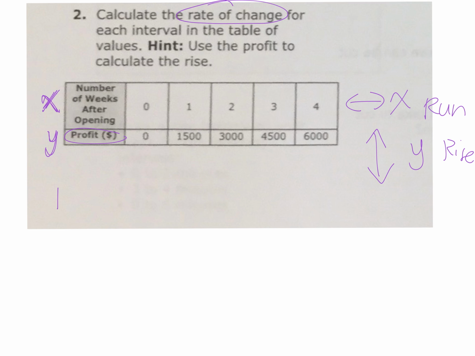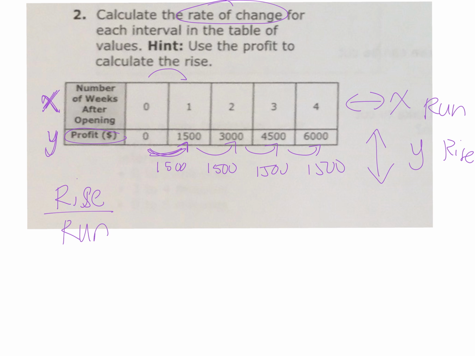So we need to figure out what is the rise over the run. Okay, so we need to calculate the difference. What does profit rise by? 1,500. Does it rise by 1,500 again? Yes. And again? Yes. And again? Yes. Okay, what do the number of weeks increase by? 1.